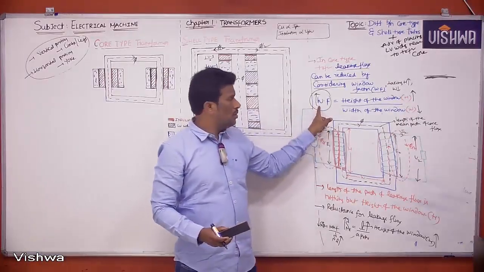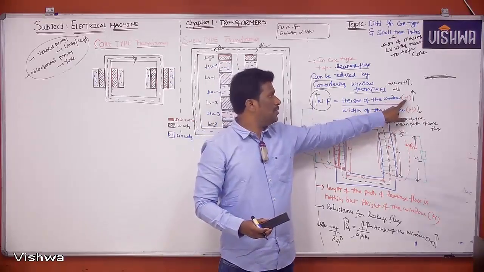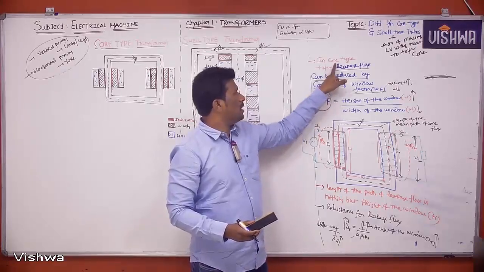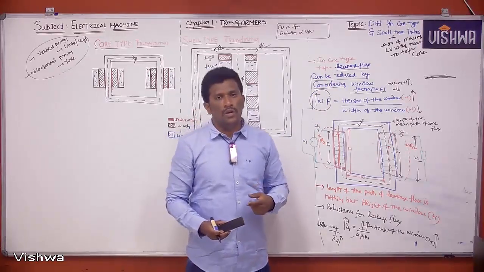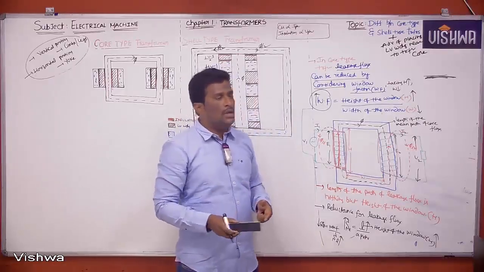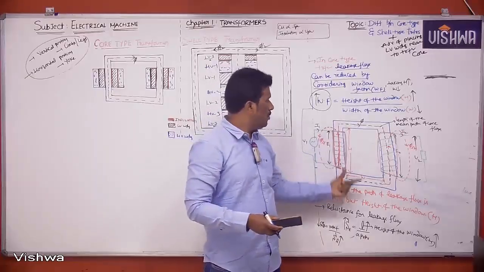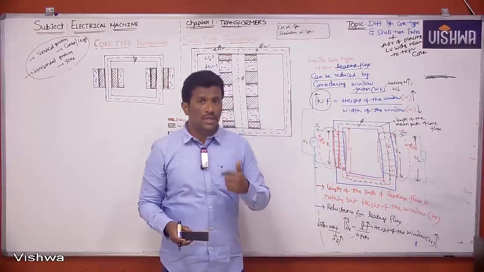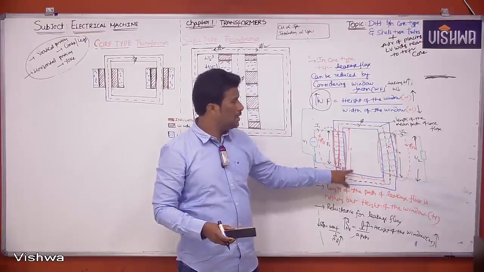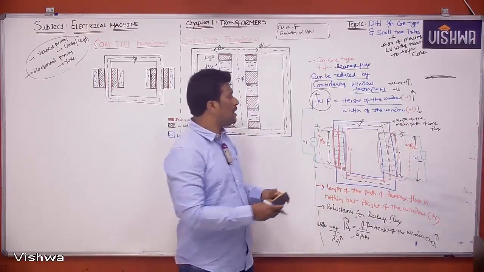Window factor equals height of the window by width of the window. If you increase the height of the window, window factor will be more. For core type transformer, window factor will be more, which means we are keeping more height of the window, height more and width less. Why? Because this height is nothing but the length of the path for leakage flux.